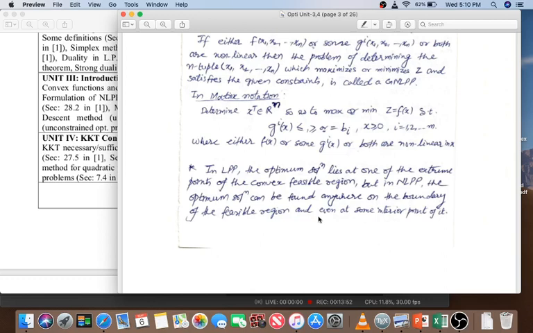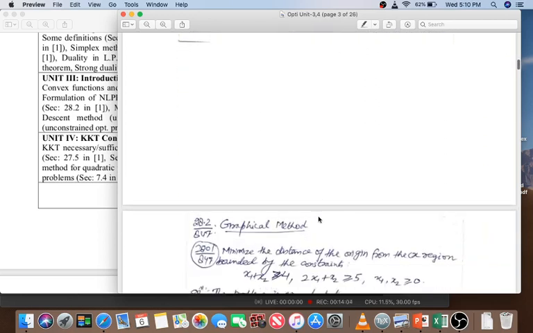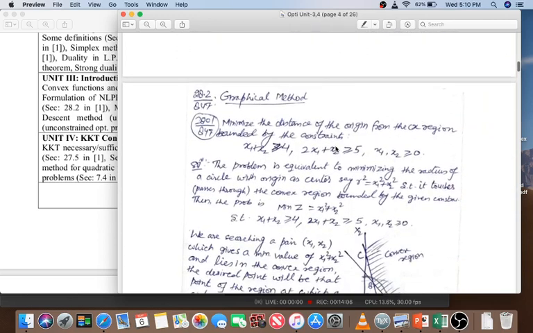And one more important thing: in LPP the feasibility region is always convex, but in NLPP it is not the case. The feasible region may be non-convex also. Now here we have the first method, like in your LPP, the graphical method.